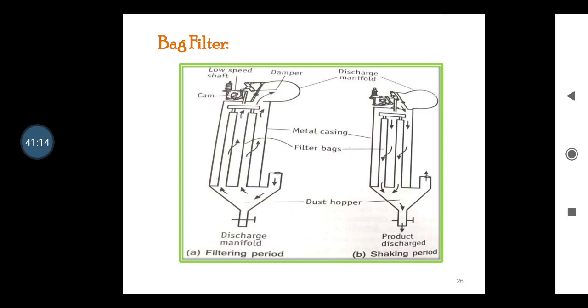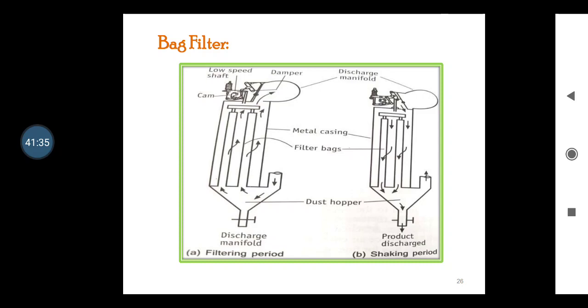As far as the shaking period is concerned, since vacuum is cut off in the chamber, air from the outside enters the casing and passes through the bags. This results in violent shaking of the bags so that the dust and fine particles are displaced from the bags and fall off into the conical base.